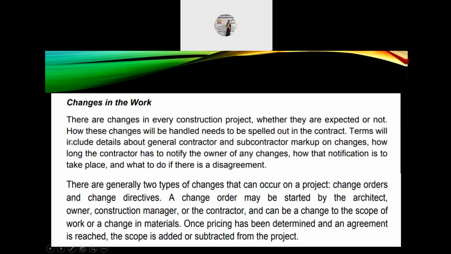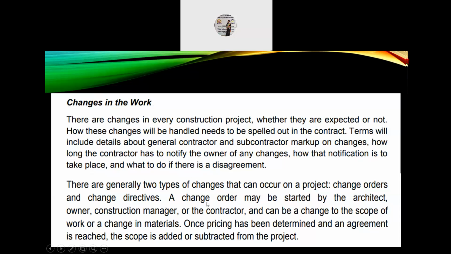Next, changes in the work. So there are changes in every construction project, whether they are expected or not. So how these changes will be handled needs to be spelled out in the contract. So terms will include details about general contractor and subcontractor markup on changes, how long the contractor has to notify the owner of any changes, how that notification is to take place, and what to do if there is a disagreement.